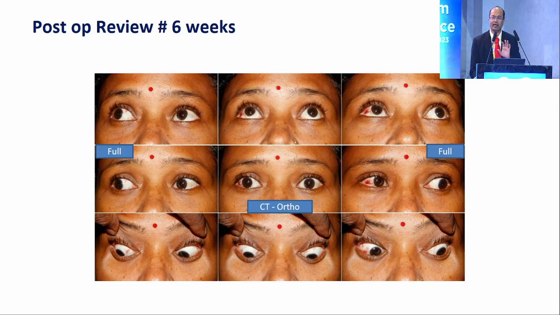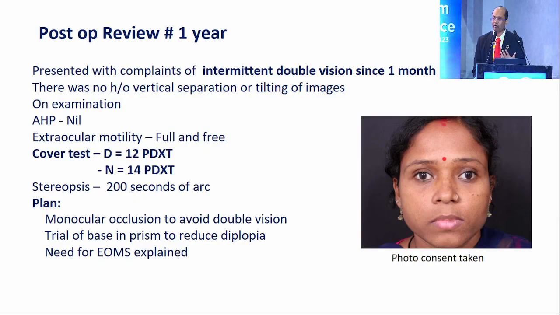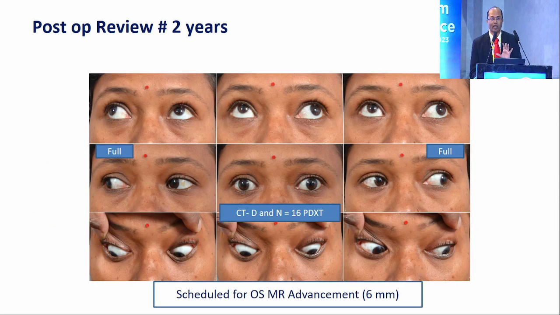And then again, I did a bilateral MR with SRT. So you see that in the early post-operative period, they are straight. But as you see, over a period of long follow-up, they start to drift because SRT is a very powerful procedure. But I have seen in my experience that this outer drift is more common in patients with congenital sixth nerve palsy for obvious reason, but they do have a very good outcome.